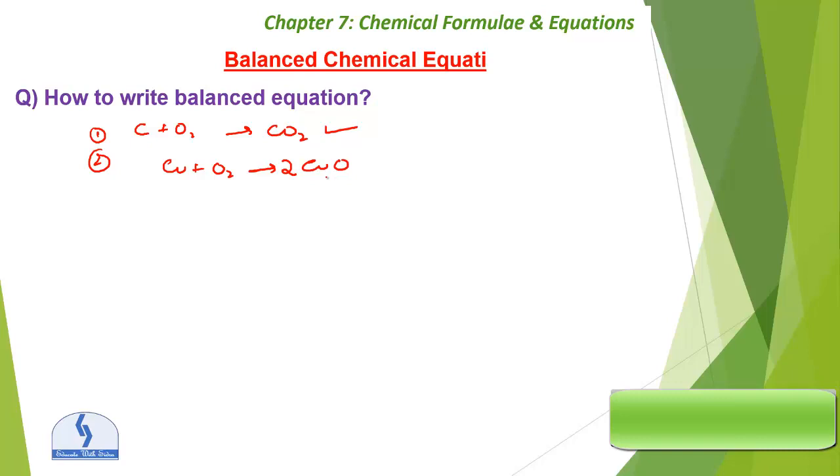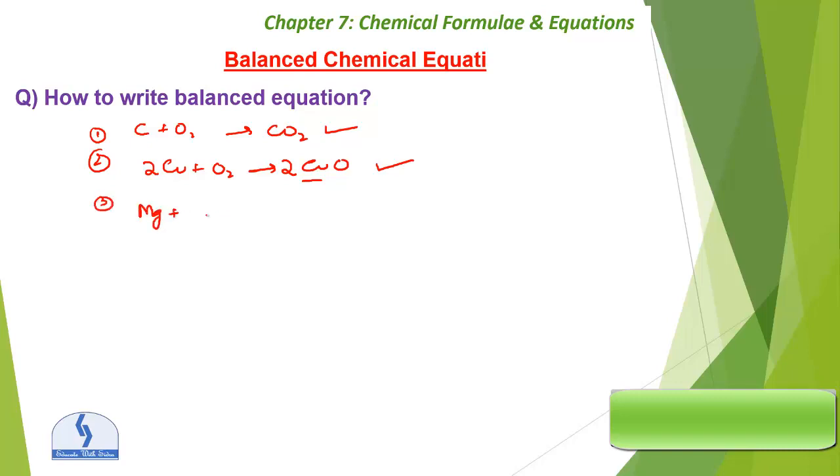Copper is becoming 2 atoms on the right hand side. So on the left hand side we have to put 2 with the copper to balance it. Now 2 copper on the left and right hand side and 2 oxygen on the left and right hand side. Equation is balanced.